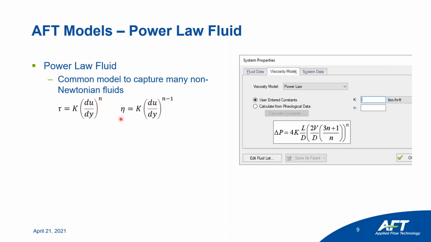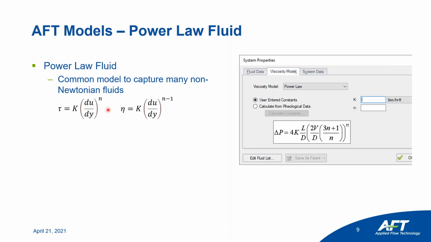Put differently, we can say that eta, our apparent viscosity, is equal to that same constant K multiplied by our shear rate to the n-1 power. So both of these equations are power law functions, which is where this name comes from. We have our dependent variable equal to a constant multiplied by our independent variable raised to some power.